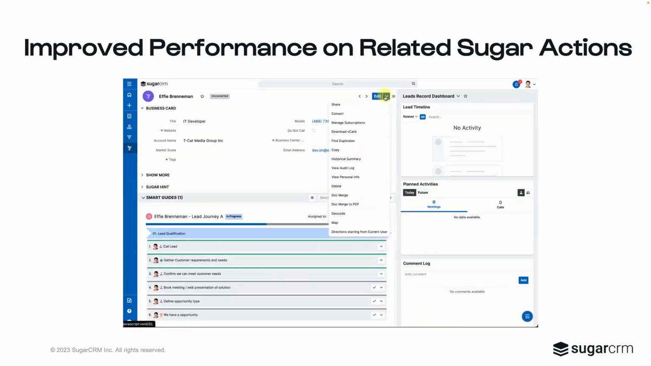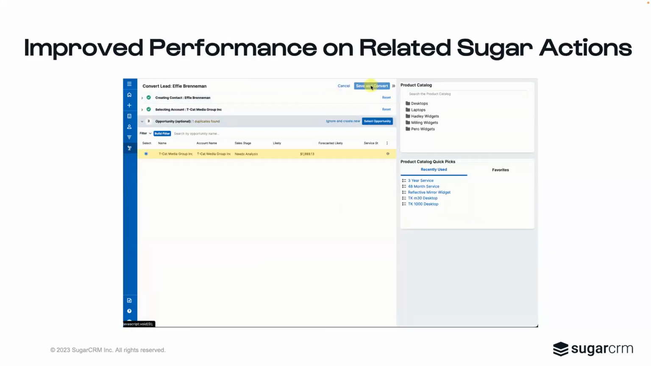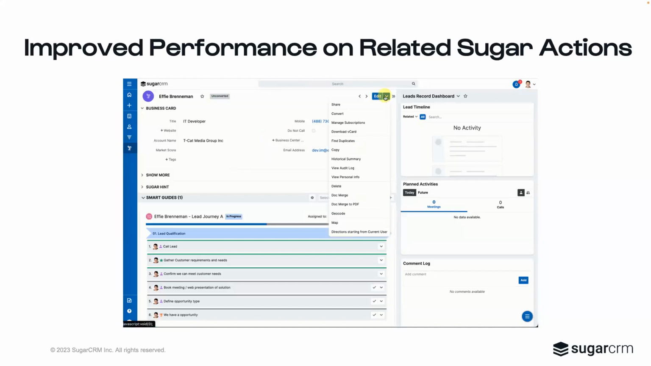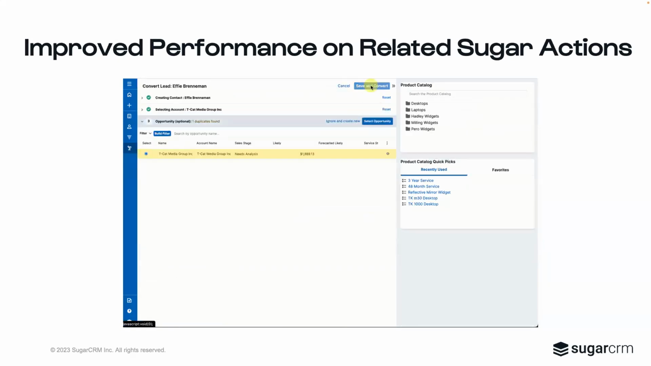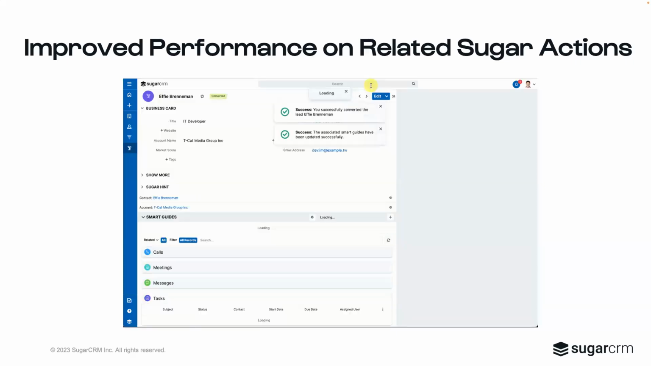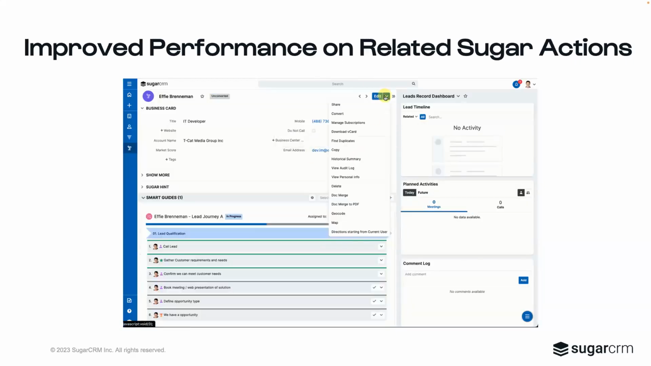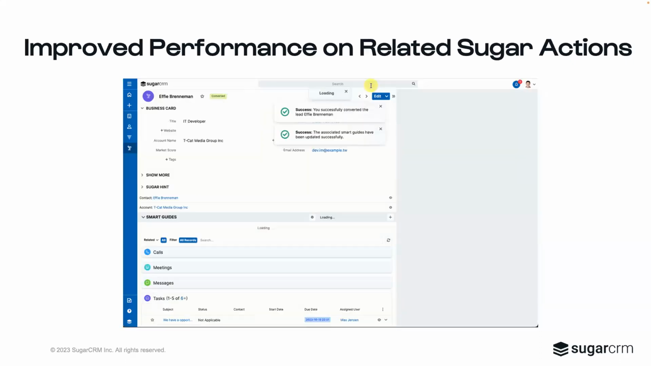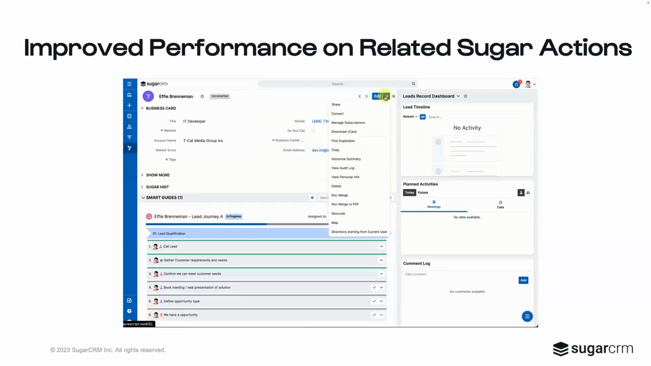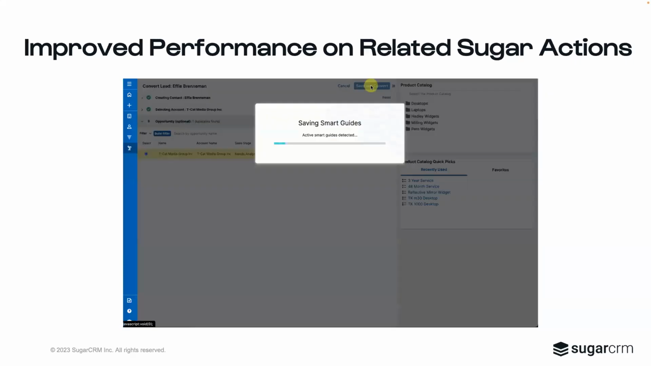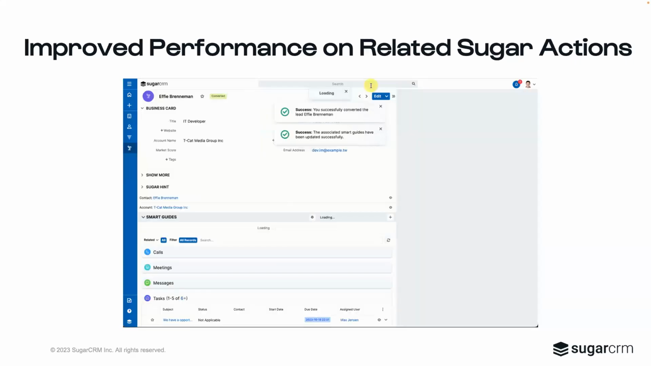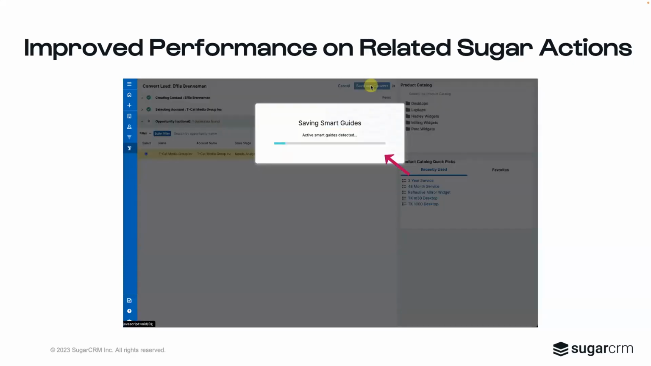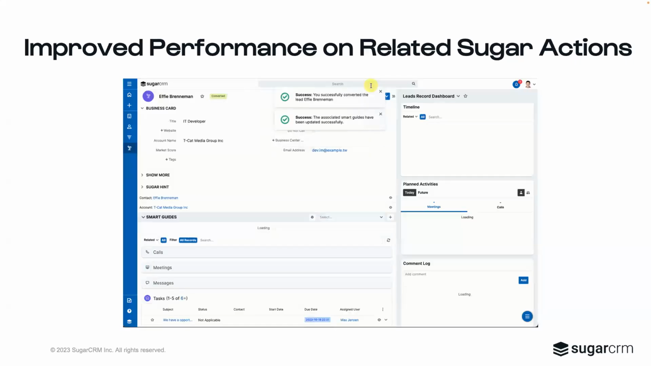Okay, and our last Automate update is that we've improved the performance on related Sugar Actions. This is a pretty quick GIF example, but to walk you through what's happening: prior to this release, when you were saving a guide where there were related Sugar Actions applied, it would take a long time to reload. And sometimes, candidly, it would break, leaving you as the user wondering what happened, and whether those other actions took place or not. So what we've done is we now show a progress bar so that you're able to visually see how things are going and when everything is completely done.